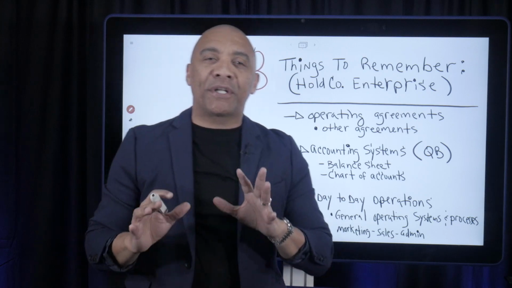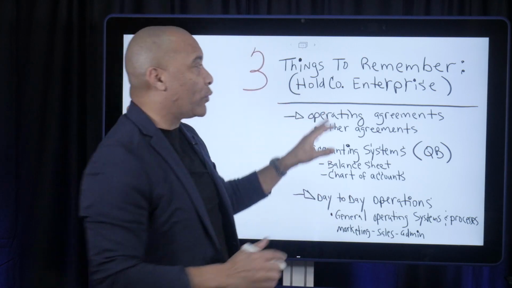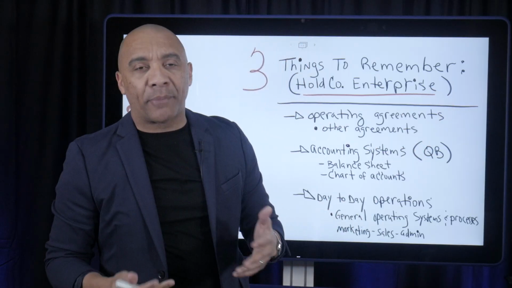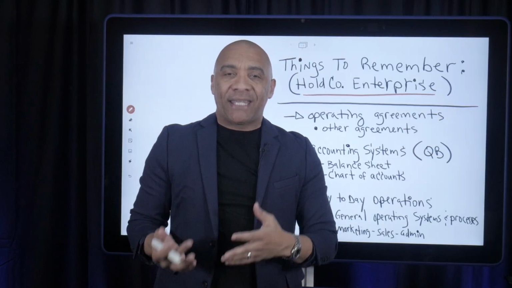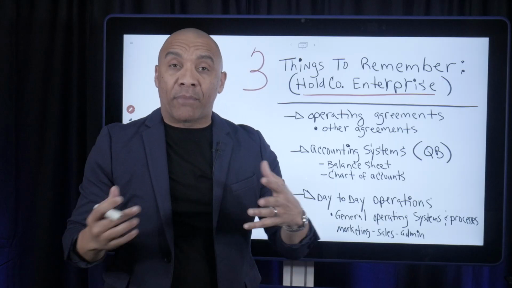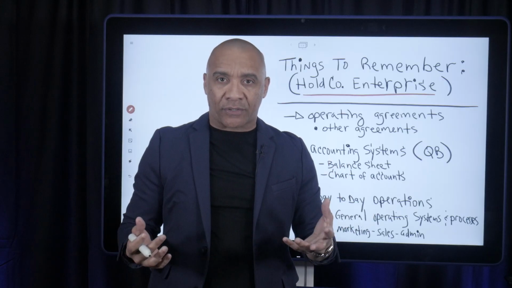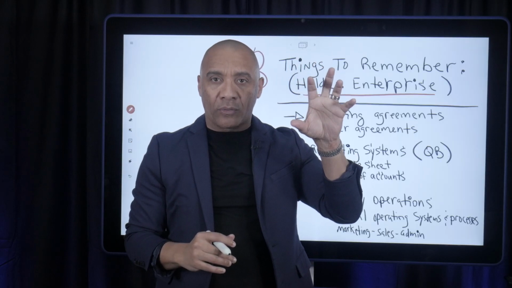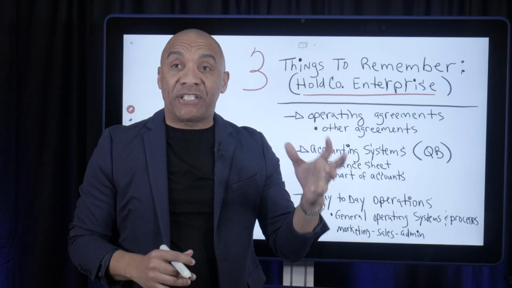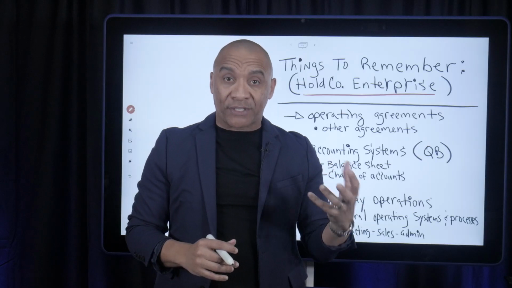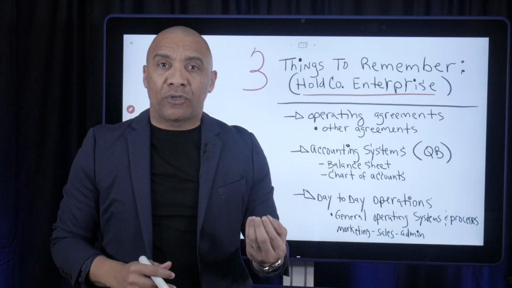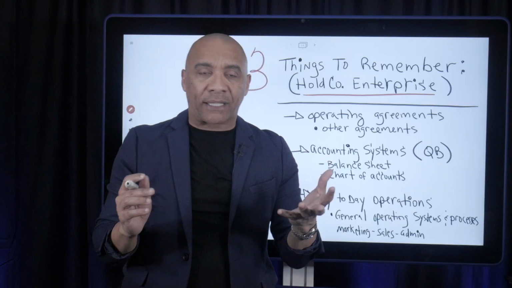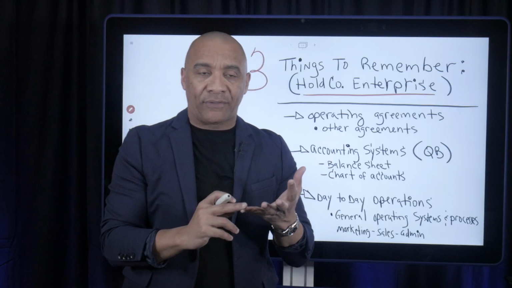In today's video, we're going to talk about 3 things to remember once you have your HoldCo enterprise set up. Now, I'm using the term HoldCo enterprise to refer to a multi-entity LLC structure. So we're going to assume that you have your parent company, which is your HoldCo, and then you have additional LLCs or subsidiaries under your parent company or your HoldCo. And if it's structured correctly, that means you have multiple LLCs.